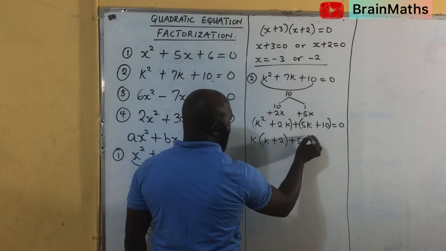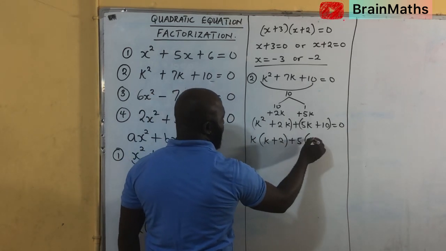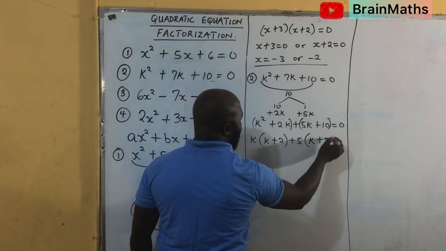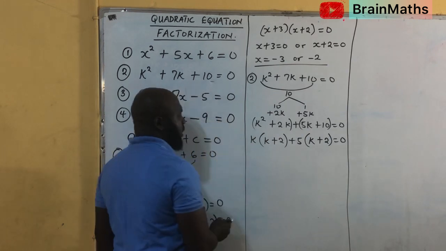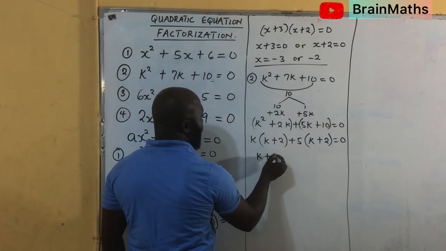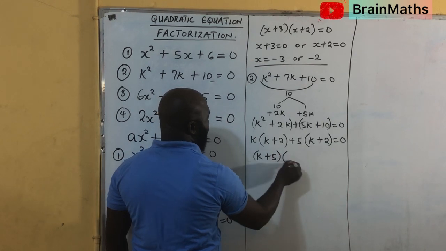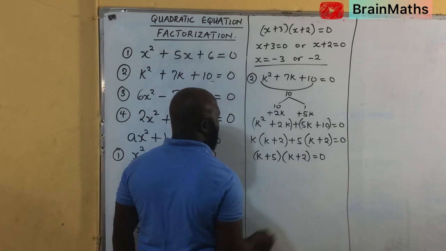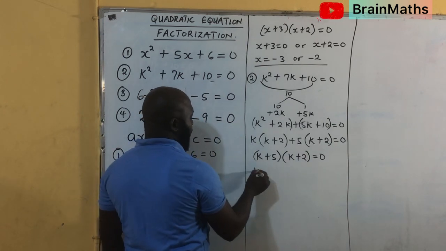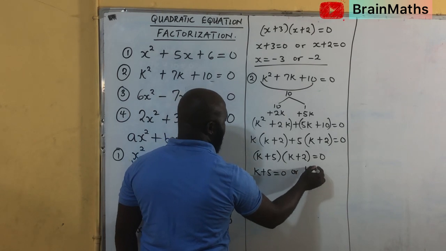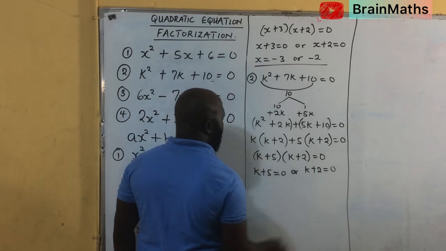5. If you take 5 from here, you'll be left with k. And if you take 5 from 10, you will have 2 of 5, which is equal to 0. This and this collected together, we have k plus 5. And taking one of these, we have k plus 2 equals 0.